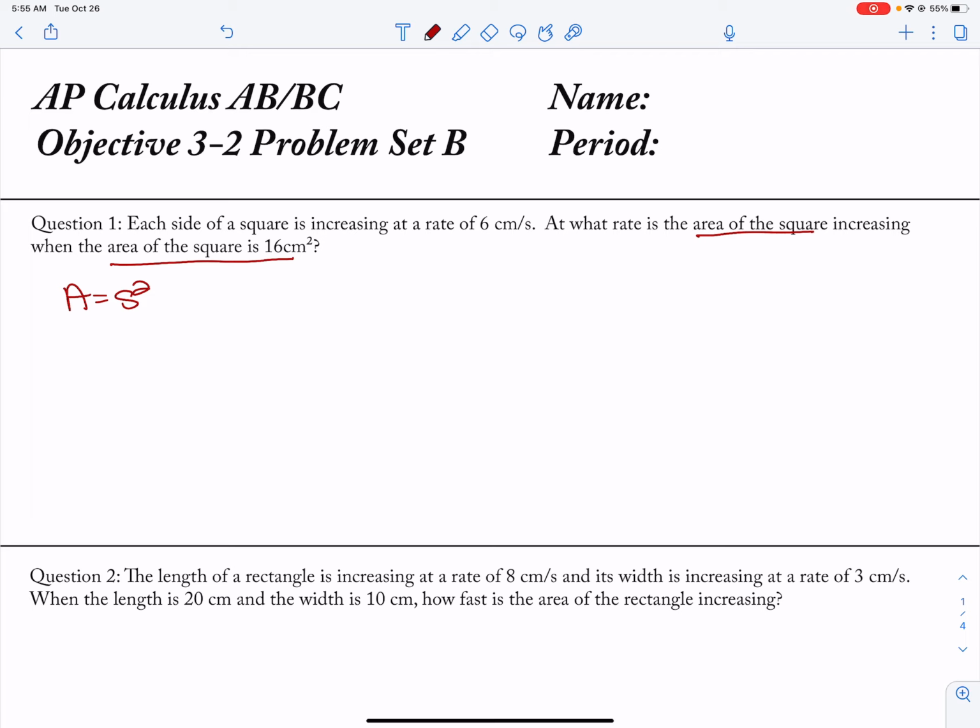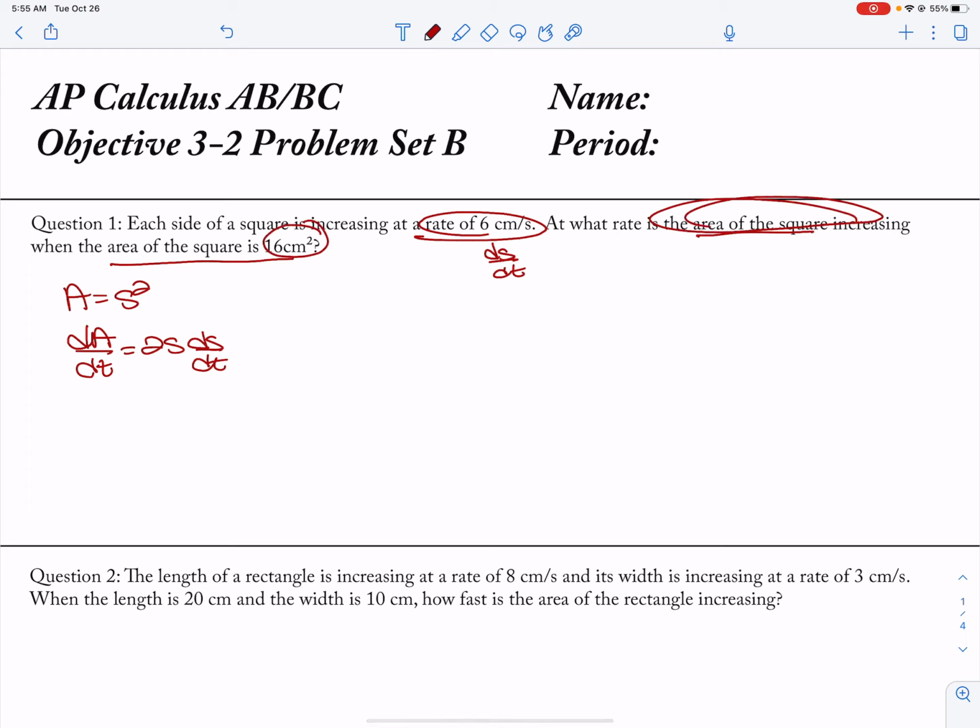So what I'm looking at is taking the derivative of area, 2s ds dt. And then what you realize is I have the rate of change of the side, this is ds dt, but I don't have what s is to figure out what the area's rate of change is. But I do know that the area is equal to 16 centimeters. And so if 16 is equal to side squared, then the side is equal to 4.